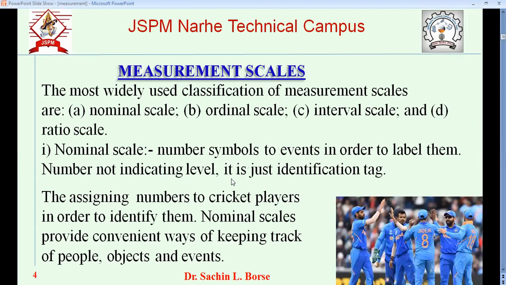Then we saw the classification of measurement scales as nominal scale and ordinal scale. Ordinal scale means we arrange in order, but the difference between two consecutive values will not be the same. Then we saw the next scale called the interval scale.